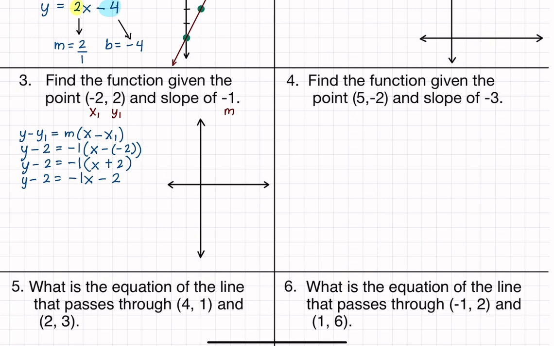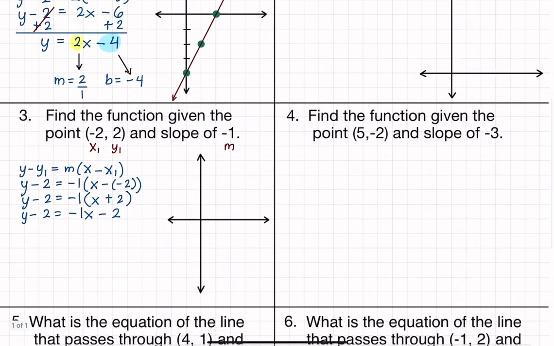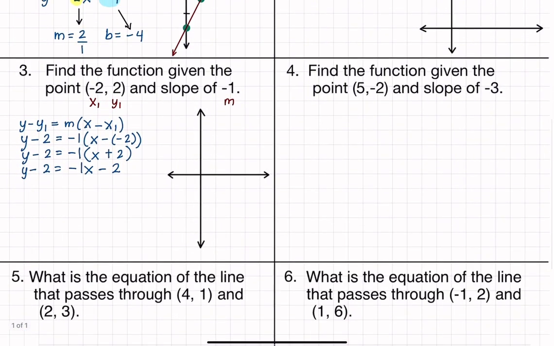Again, class, this is not in slope-intercept form yet, so we have to eliminate -2 here. So how are we going to eliminate -2? Very good, by adding 2 to both sides of the equation.